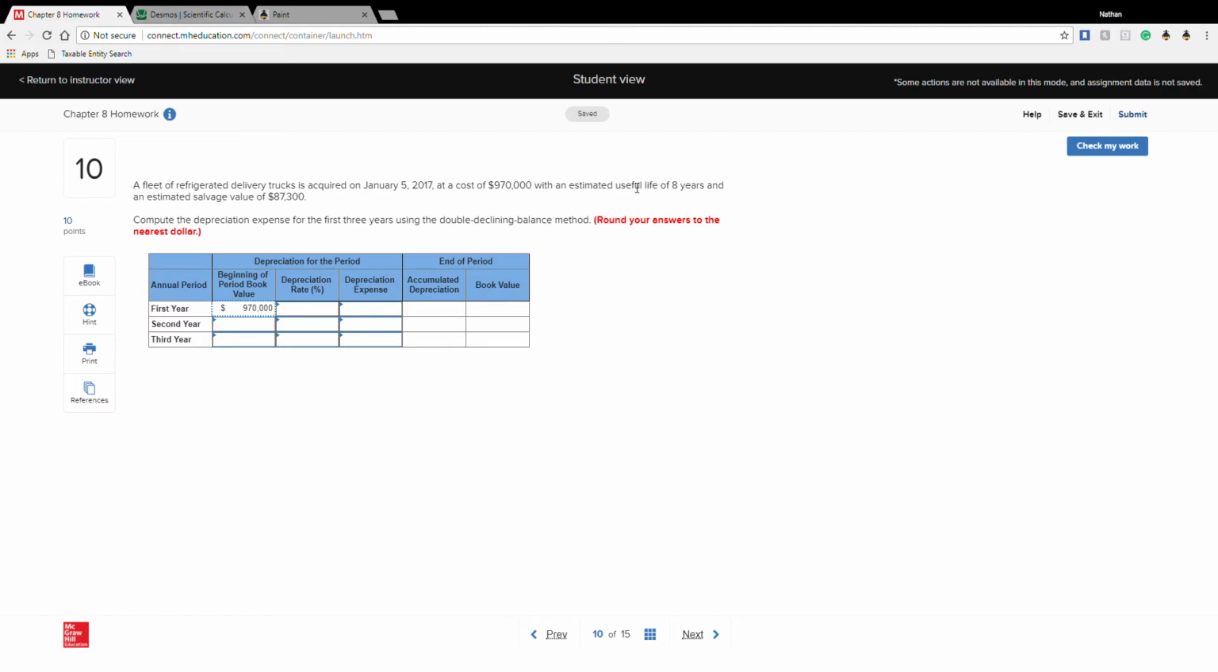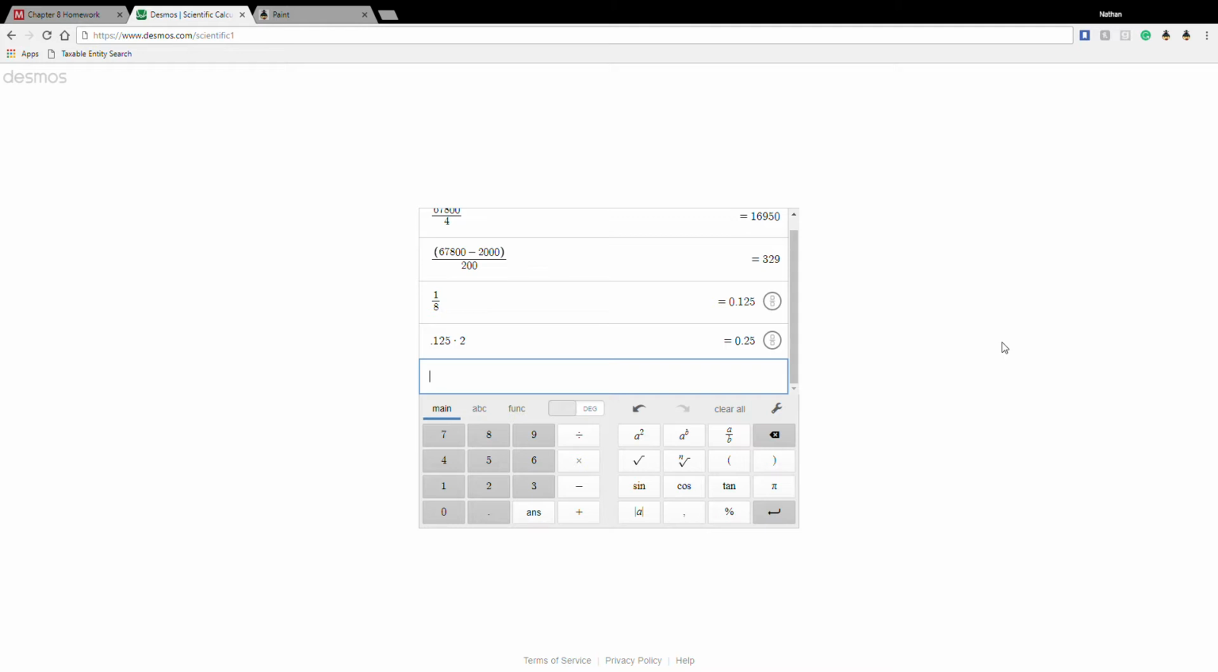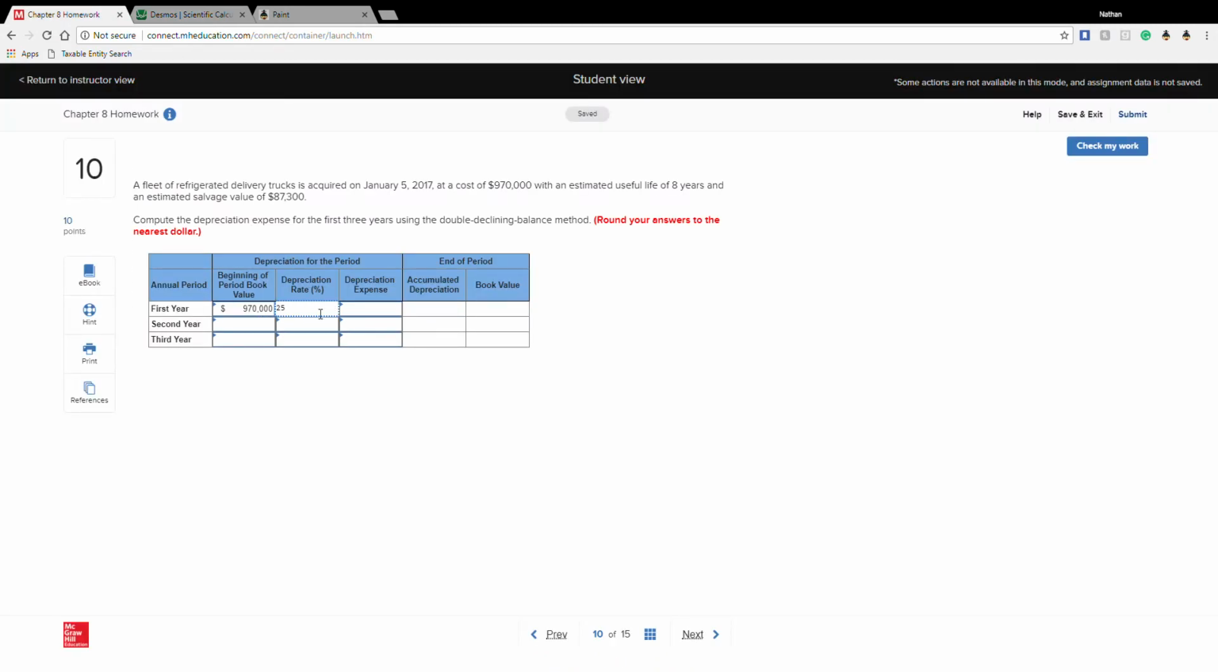First off, we want to know the useful life. That's 8 years. So it's always going to be 1 divided by useful life, 8. So that's our straight line single rate going on there. So all we do is take that rate and times it by 2. So our actual rate is 25%. And this is going to be the same rate for all 3 years. So no worries on that.